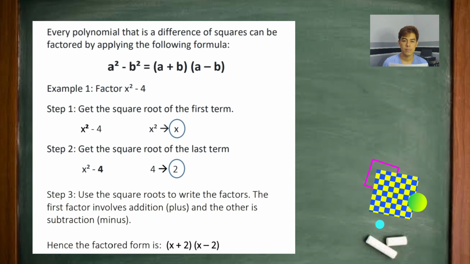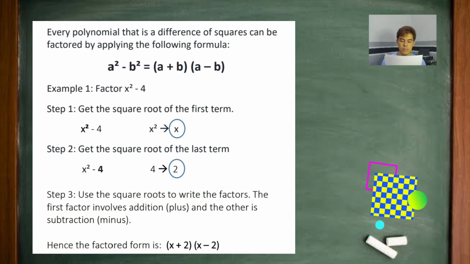Every polynomial that is a difference of squares can be factored by applying the following formula. a squared minus b squared is equal to quantity a plus b multiplied to quantity a minus b. So let's have this example. Factor x squared minus 4. So it is an example of difference of two squares.